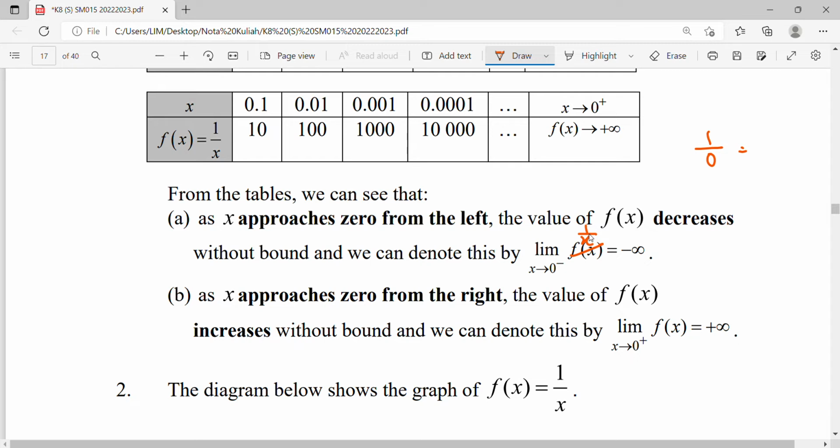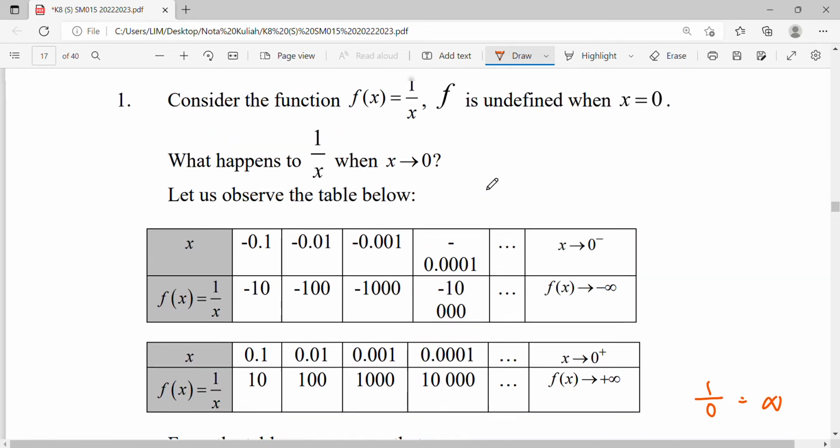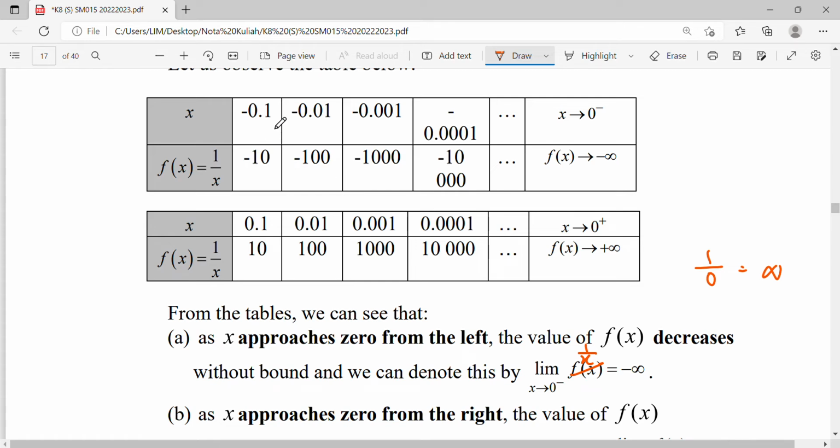Actually, in calculation we can say it is equal to infinity. You can observe the table below. When x is getting near to 0 from the left hand side, meaning negative values like 0.0 negative, you can see the function getting more negative, more negative. So it goes down to negative infinity.